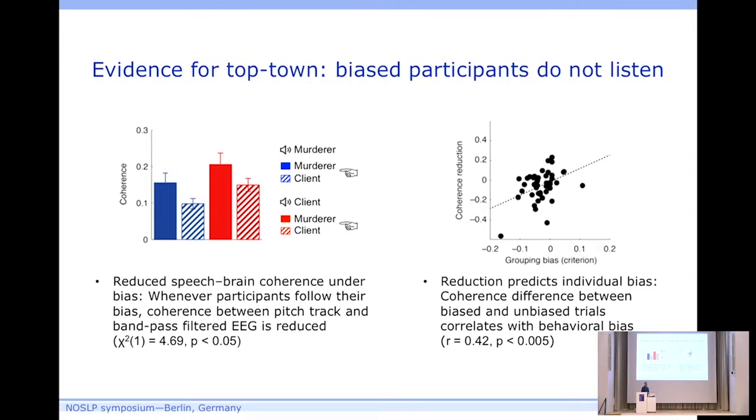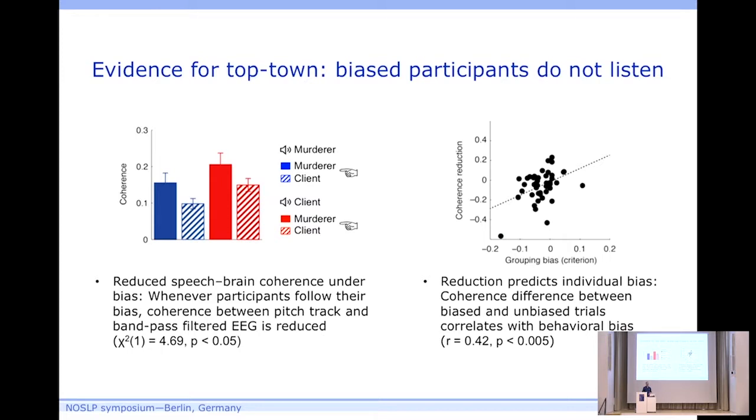And what we then did is that we calculated from the behavioral data the individual signal detection theoretic bias, so the criterion for each participant, and we correlated that with the main effect of coherence reduction, right? And so for the psycholinguists in the room, you can predict the individual attachment bias, so whether you're a high attacher or a low attacher. You can predict this basically from the drop in speech-brain coherence, right?